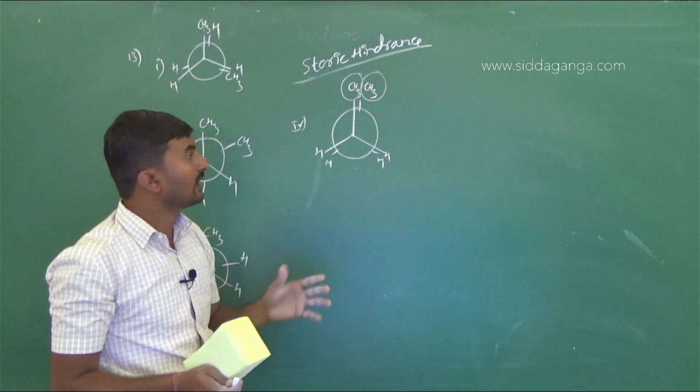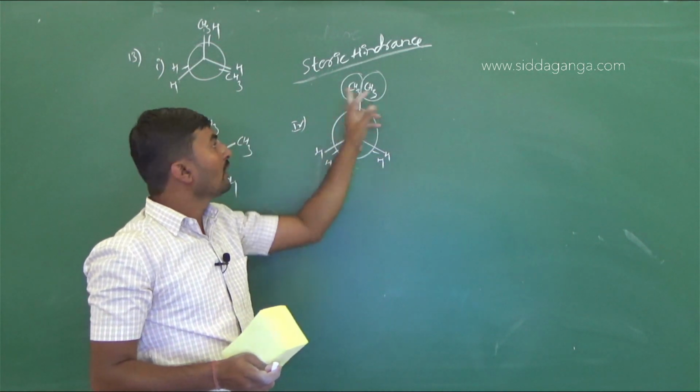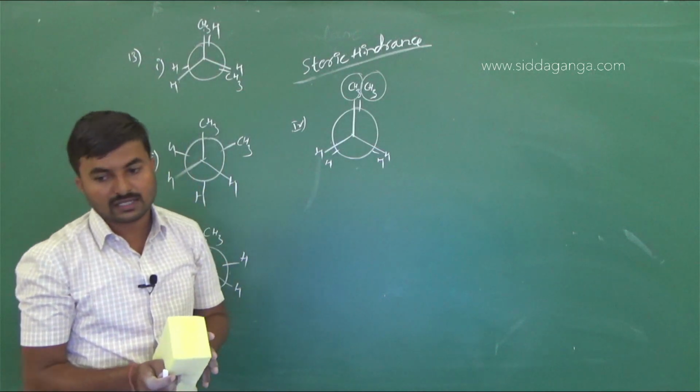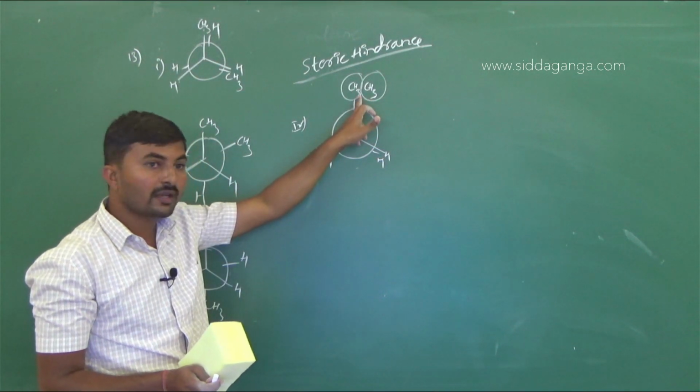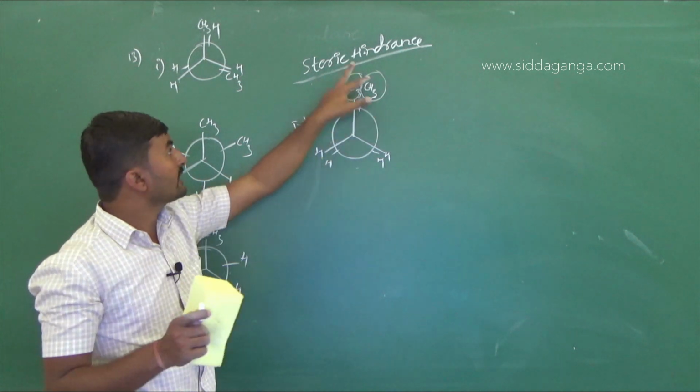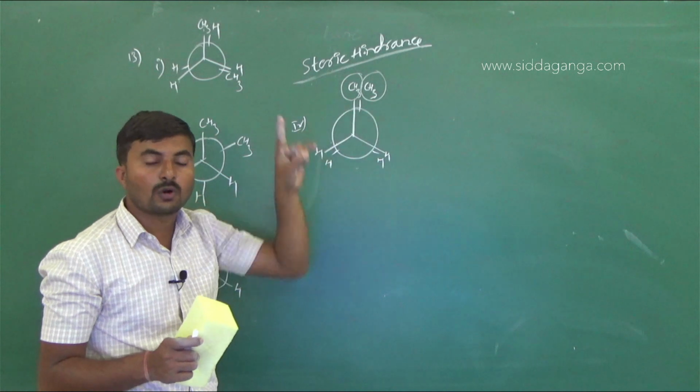Due to that steric hindrance there will be a rise in the energy of the molecule. The conclusion is that where there are repulsive interactions or steric hindrance, there is a rise in the energy of the molecule.